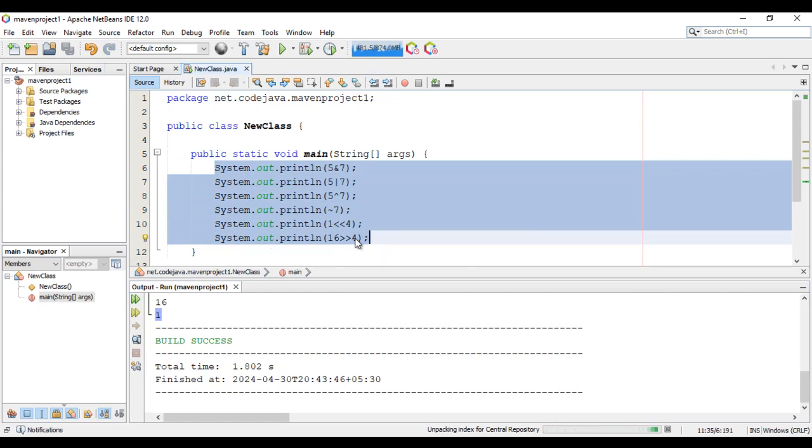I suggest you try it yourself, check whether you are getting the same result, change the values and check whether you are able to understand. If you still have any doubt, feel free to put them in the comment section. I'll be happy to clear them, guys.